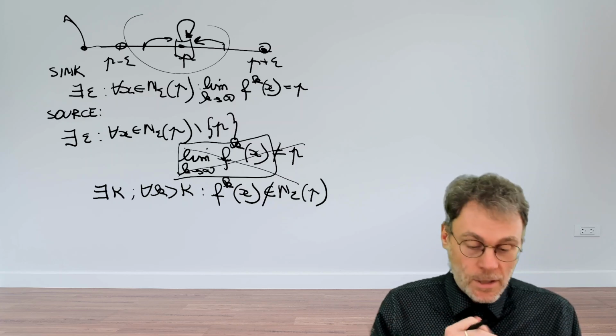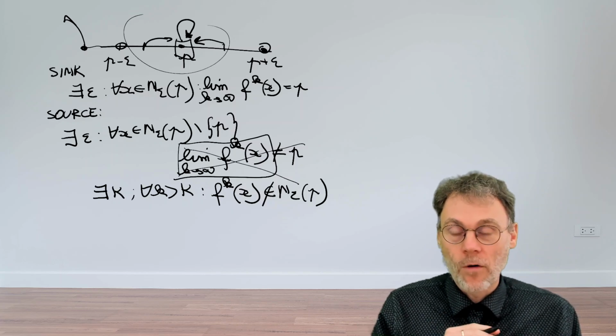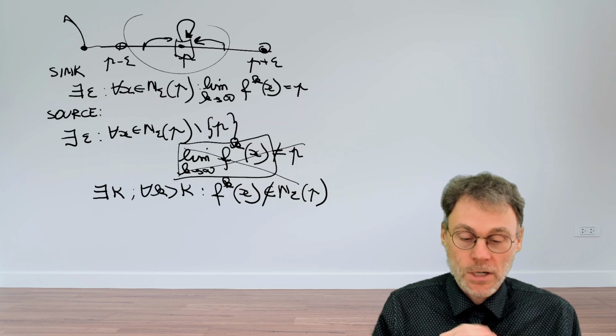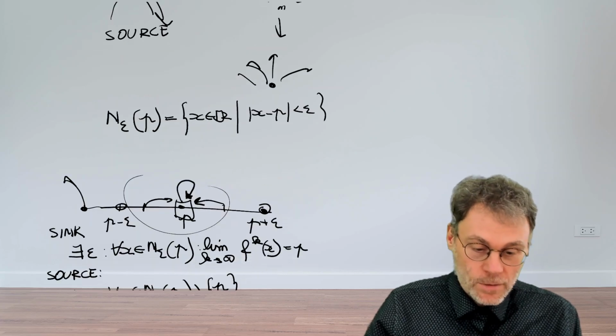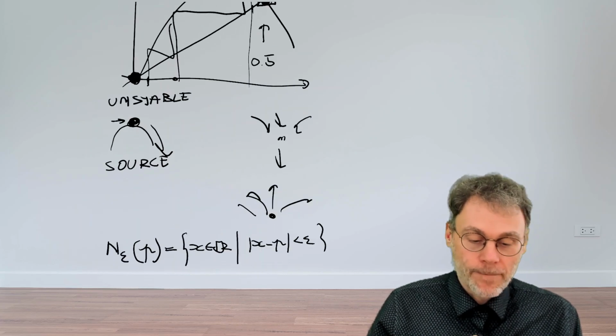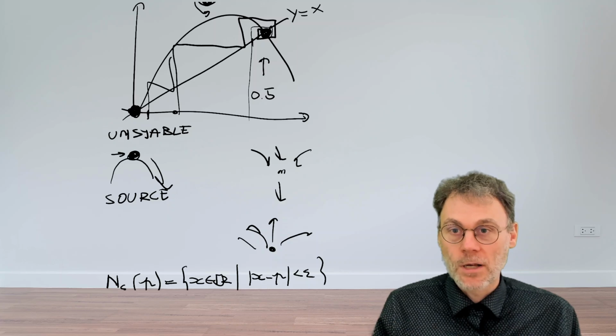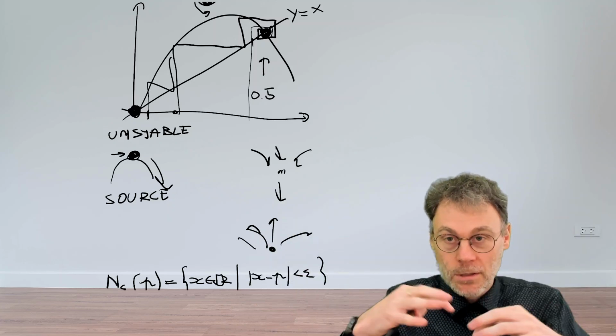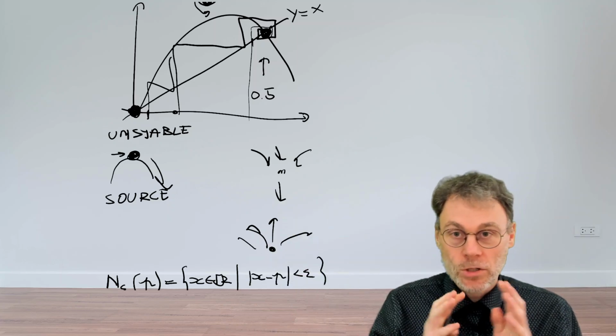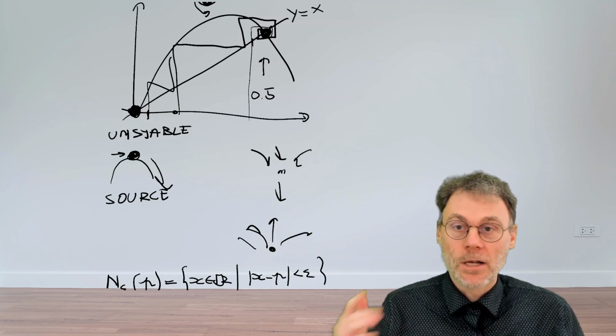Okay, this is a slightly more formal way of writing down the sink and the source here, but the most important point is just the intuitive graphical concept: a sink attracts orbits and is stable, and a source repels orbits, and is therefore an unstable fixed point.